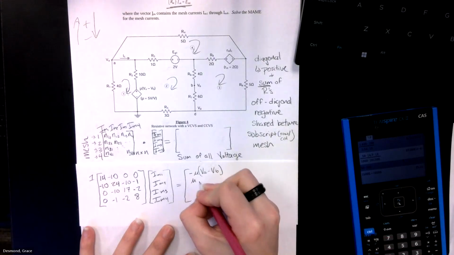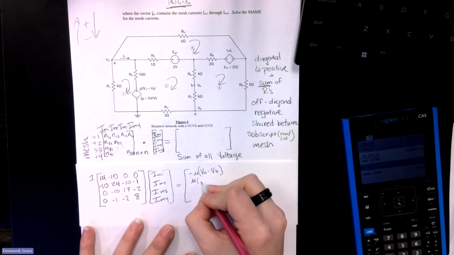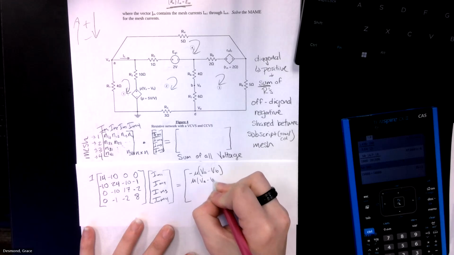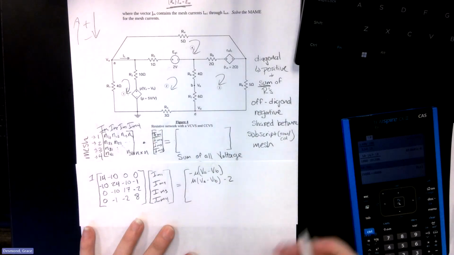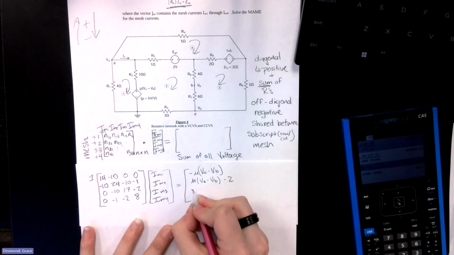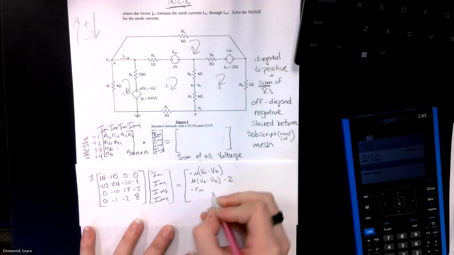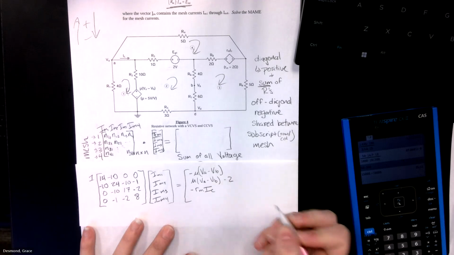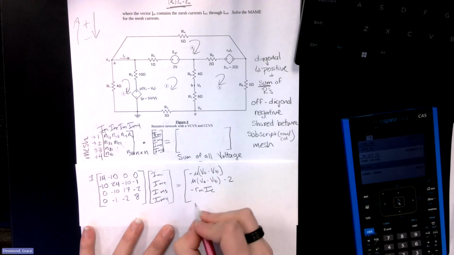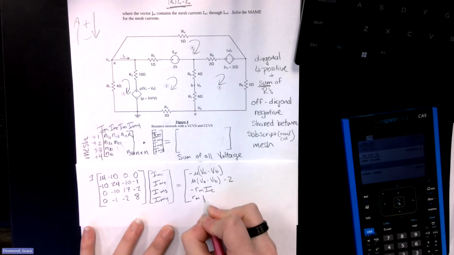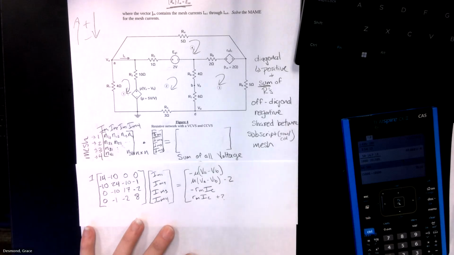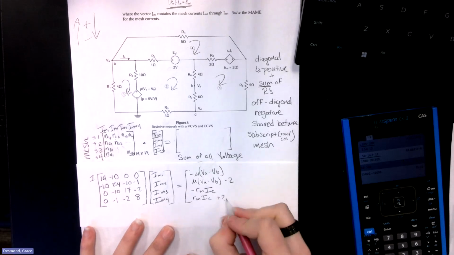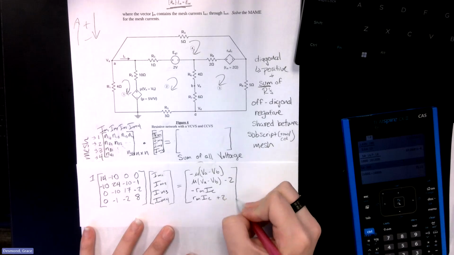Anything else? Perfect. Minus 2. What about mesh 3? C. And then mesh 4?